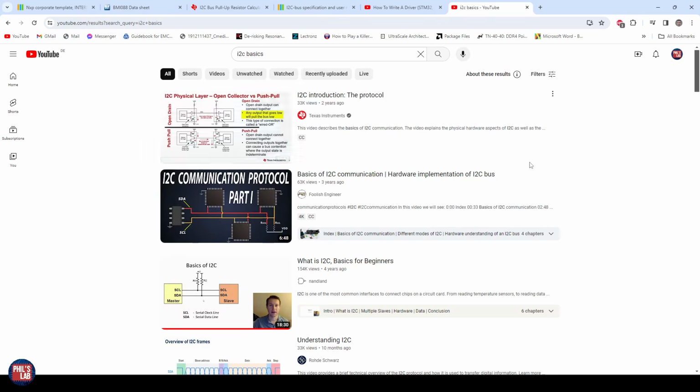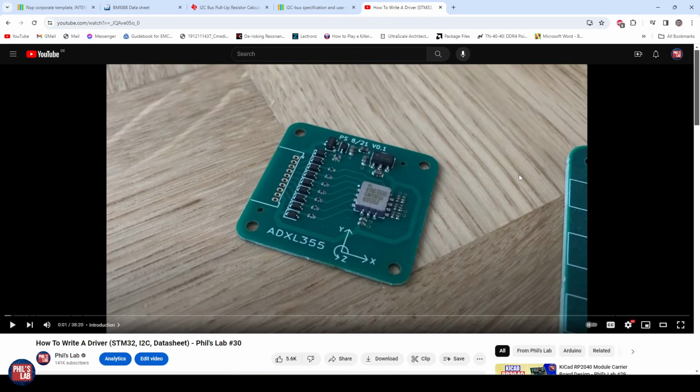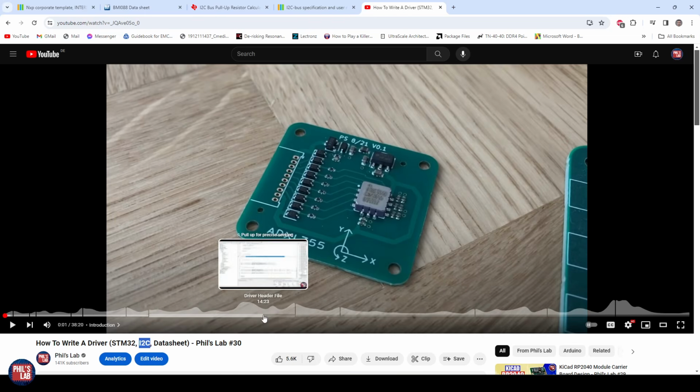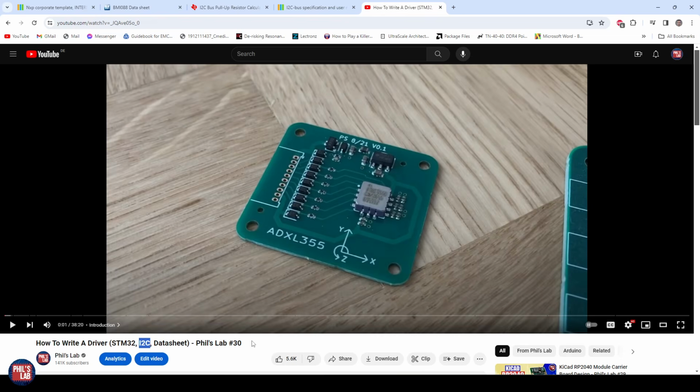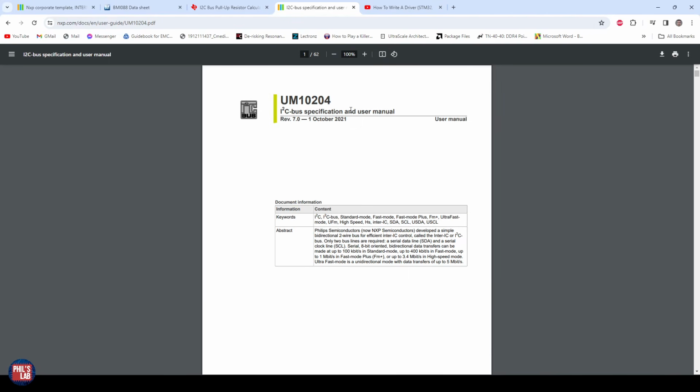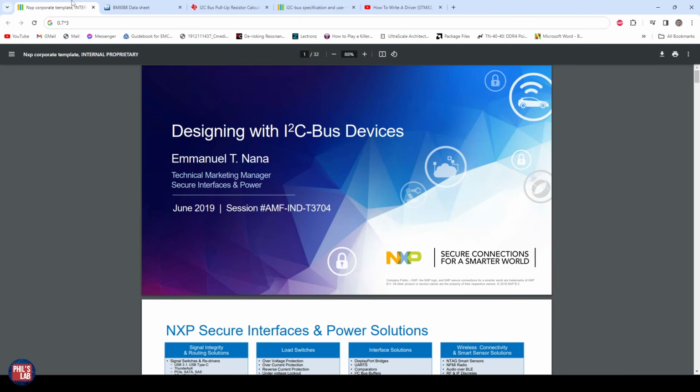If you're interested in more of the firmware side of things, I do have a video on how to write a driver using an STM32 microcontroller, connecting via I2C to an accelerometer in the case of this video, and this is a full process breakdown of that and can also help with understanding I2C. I will also leave various documents in the links in the description below, such as the I2C spec, some useful application notes, and so on, so you can follow along in your own time.